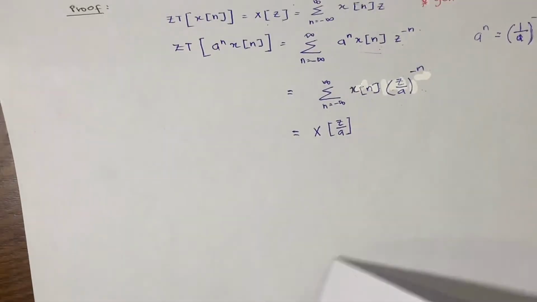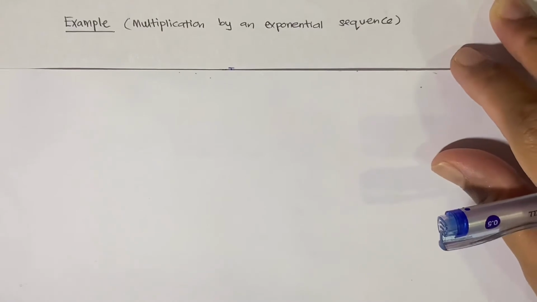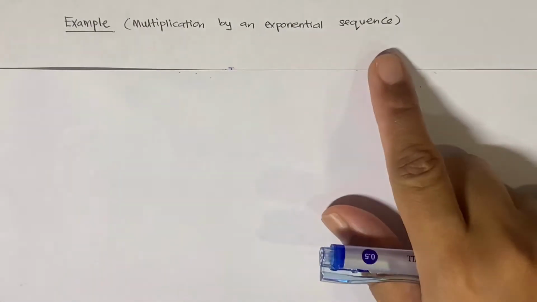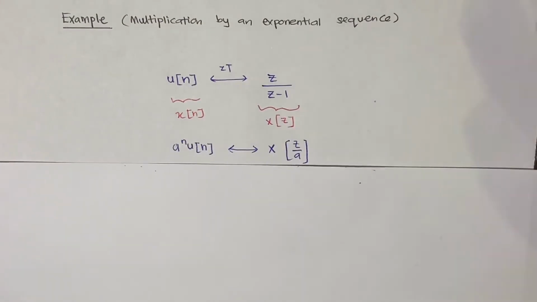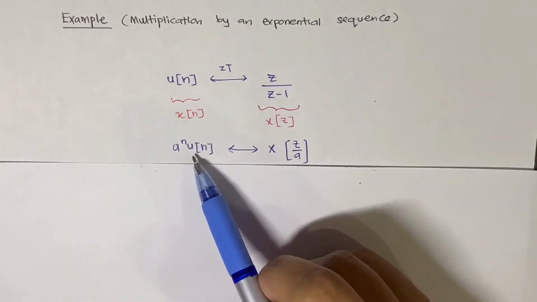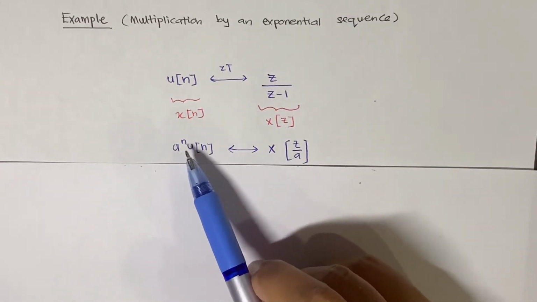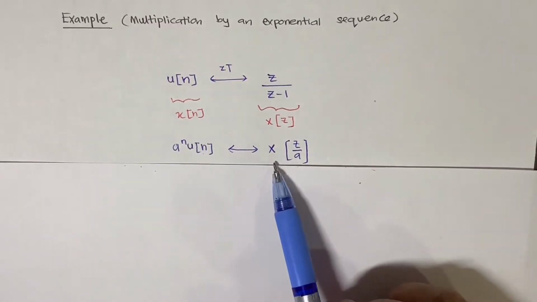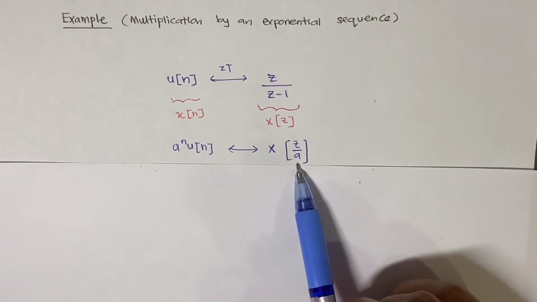Okay, now we will perform an example of the multiplication by exponential sequence property. The question wants you to find the z transform for this signal, a to the power of n u[n], the unit step signal. So directly we apply the X(z/a) equation, the z transform equation.